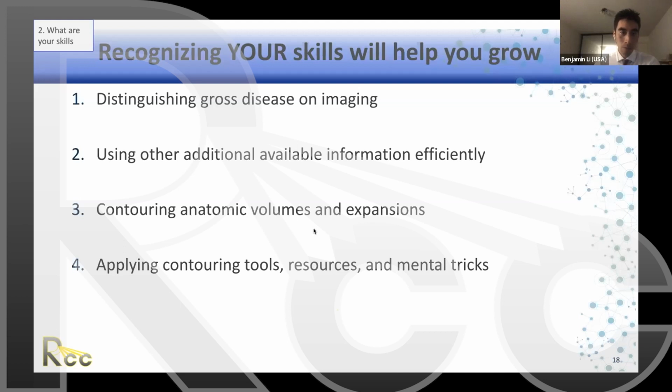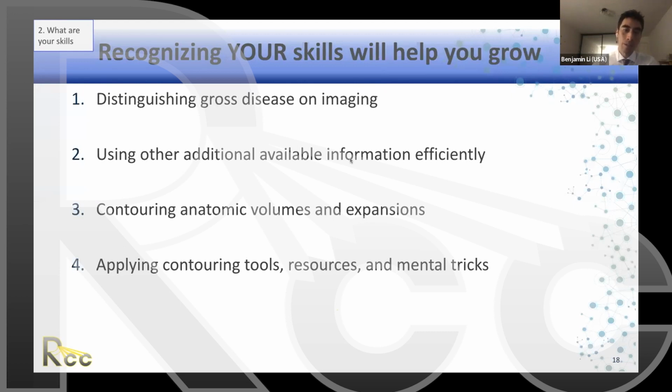The second very important skill is using other additional available information efficiently. So what does that mean? You're looking at your computer screen, you have a CT simulation scan. Are you ready to just start contouring? The expert contourer will know in their mind what are all the other things that they need to think about, that they need to look up, or that they need to review before they start contouring the first thing, to know that they are contouring the target exactly as they need to. Because sometimes there's information outside of the CT simulation scan that influences what you need to contour.